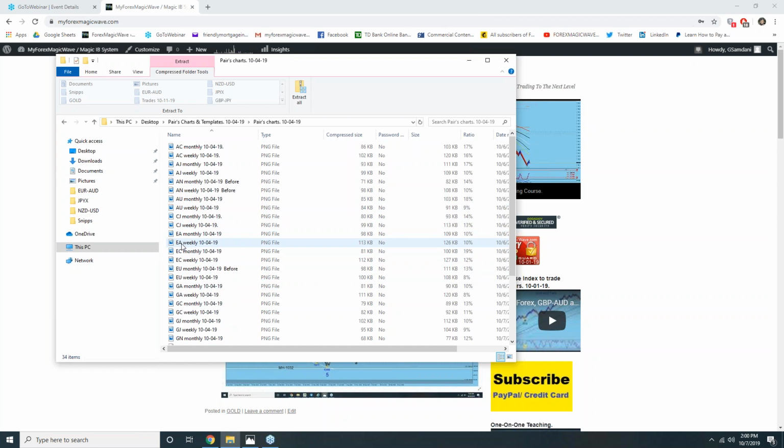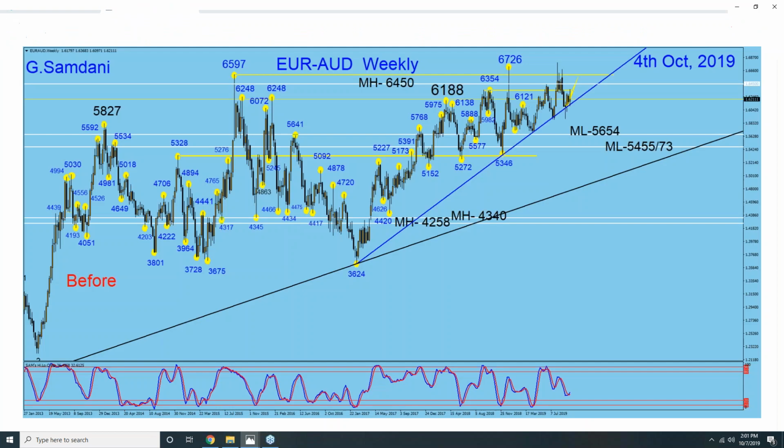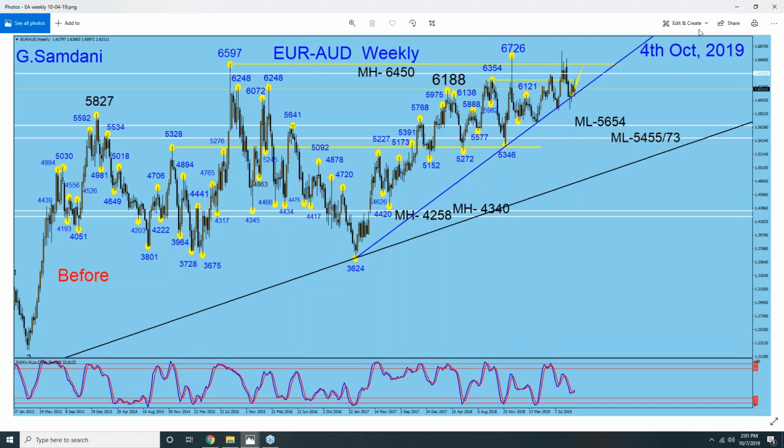For example, EUR-AUD. So the EUR-AUD weekly chart, the one I made, was made last Friday and finalized last night. Let's open it up and see what it is. And all of these charts are like that, weekly chart, monthly chart, based on all those highs, lows, this and that. So now you can see here, this is the chart.